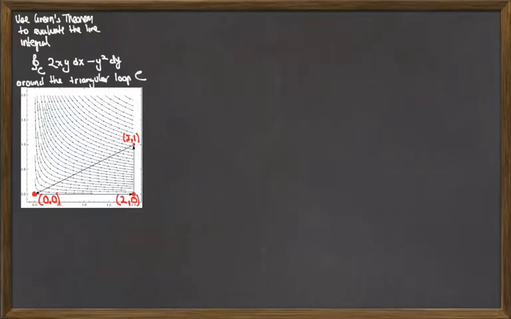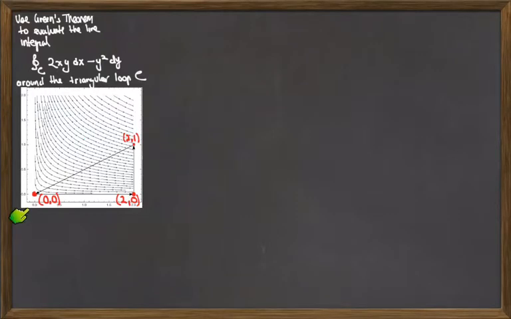In this video, we're going to use Green's theorem to evaluate a line integral. That line integral is given by the integral over some curve C of 2xy dx minus y squared dy. And the curve is some sort of triangular loop.